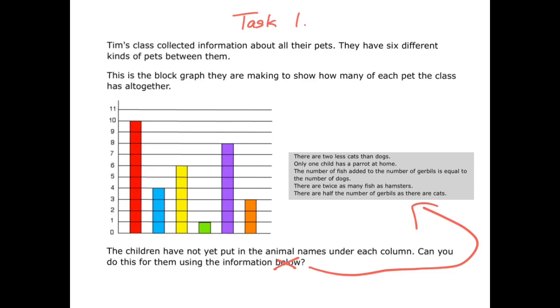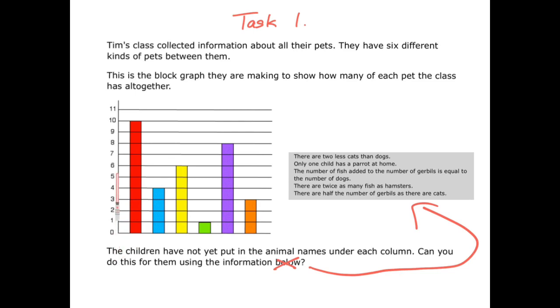So Tim's class collected information about all their pets. They have 6 different kinds of pets between them. This is the block graph they are making to show how many of each pet the class has altogether. So although it's not labelled, we must assume that these are the types of pets under the bottom.